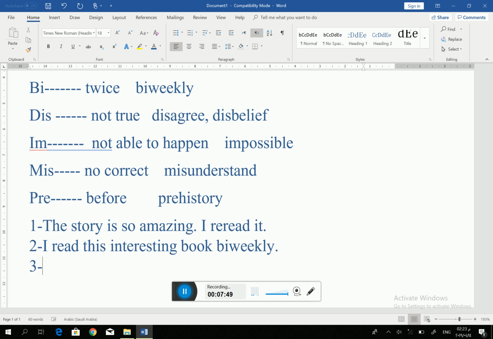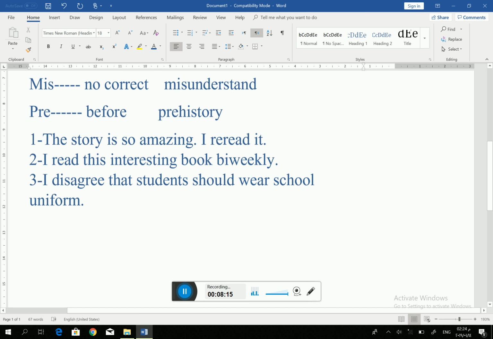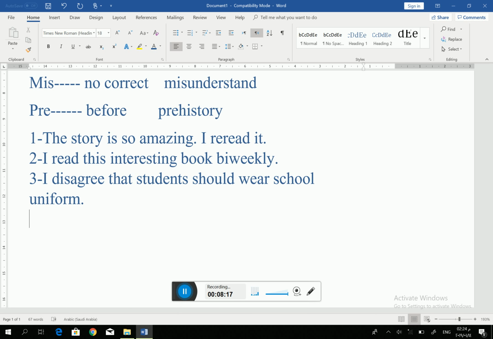Number three, when I say I disagree that students should wear school uniform. So I do not agree. This means I disagree. If you do not agree, this means you disagree.